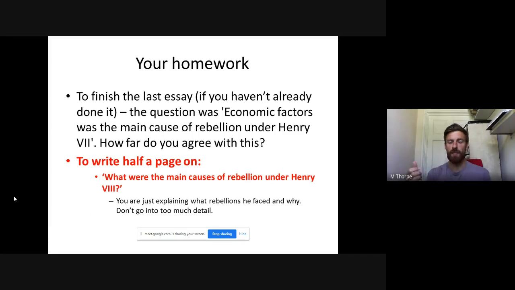So your homework this time, as I said, is to finish the first essay, which most of you have done now. The second one is, even though I've put a question, I'm literally after half a page to a page of work. I want you to research what were the main causes of rebellion under Henry VIII. So we're going now on to our second monarch. So all you're doing is explaining what the rebellions were and what caused them. I'm not after too much detail. I just want you to show me you understand it.